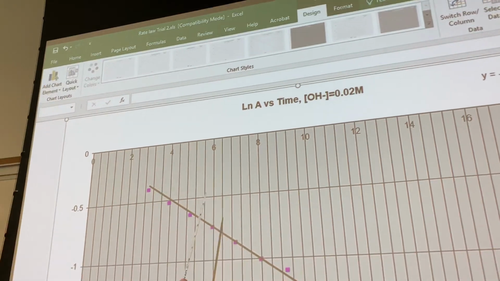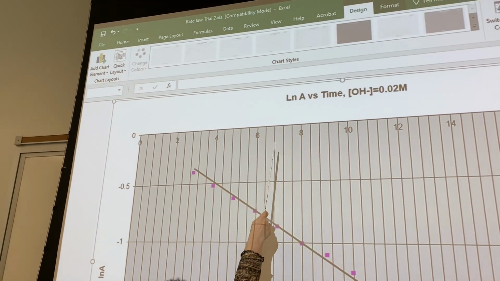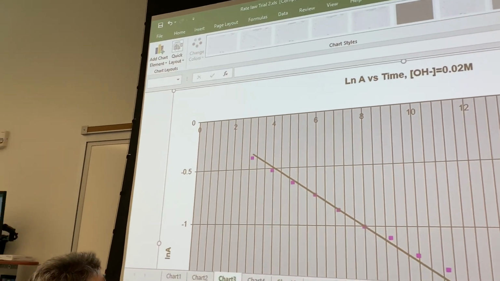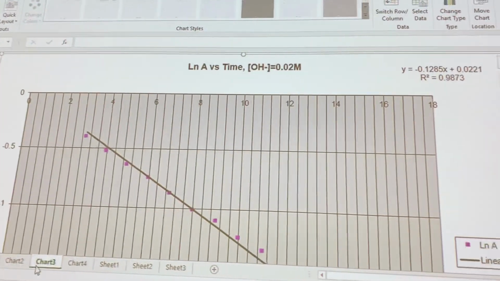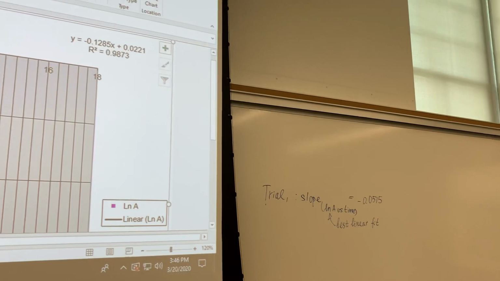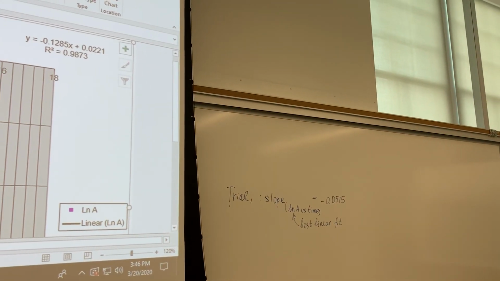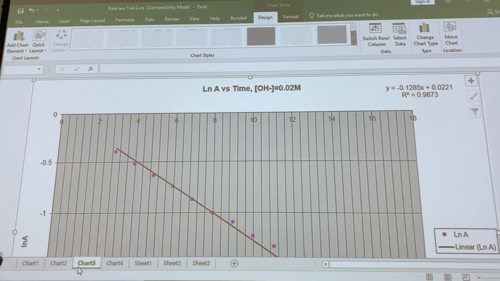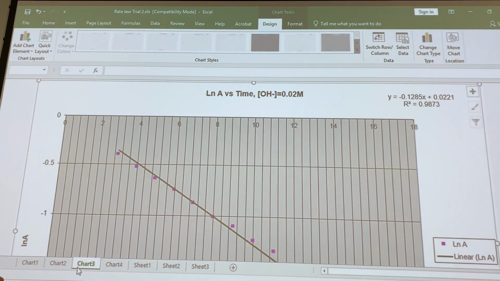Notice that in the second trial we got the same type of graph to be our best linear fit. If you recall, in the first trial our best fit line was natural log of absorbance versus time. And in the second trial, it's the same type of graph. This is exactly what you should see in the data you will be sent.